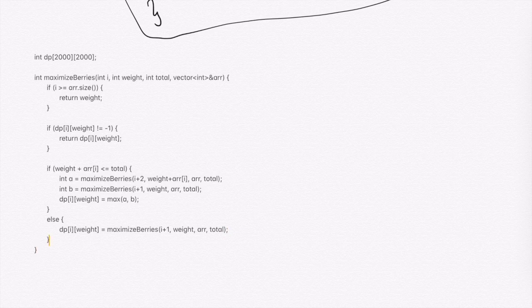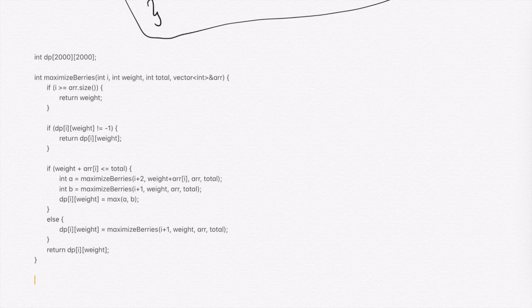So yeah, this is the core logic, and at the end of the day what we do is we simply return dp of I comma weight that we calculated either here or here, right? So this is the core function that we have.